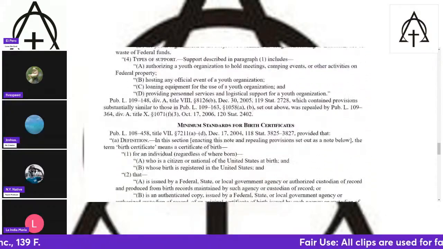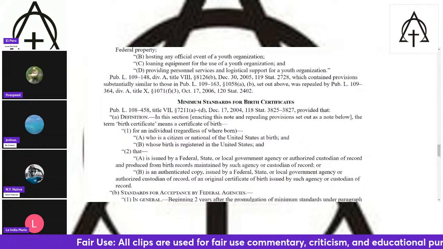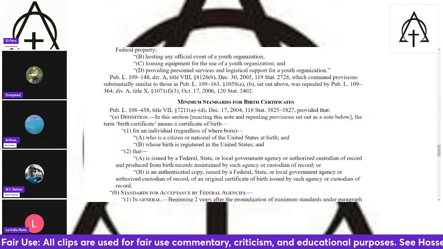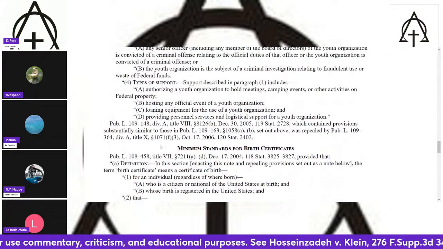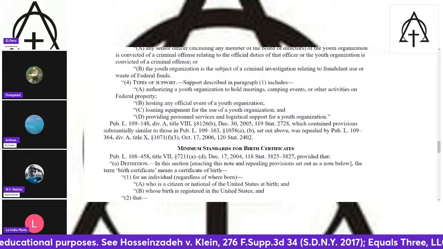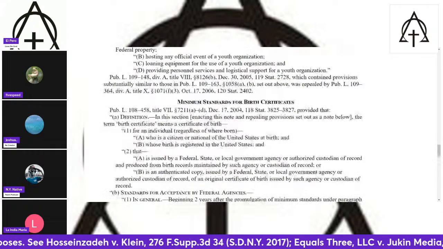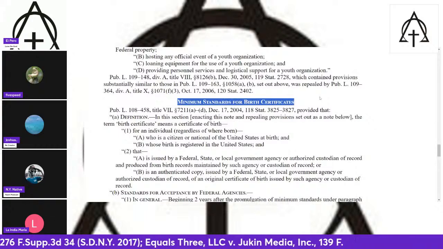What site do we find this on, Brother Keith? This is 5 U.S.C. 301. And you want to look at the govinfo.gov site. Not Cornell. Normally I go to Cornell, but Cornell doesn't have this except in notes. This one has a straight up document with all of it. Minimum standards for birth certificates.